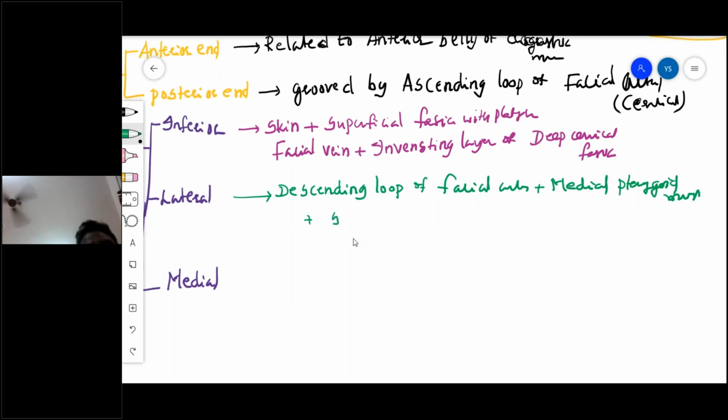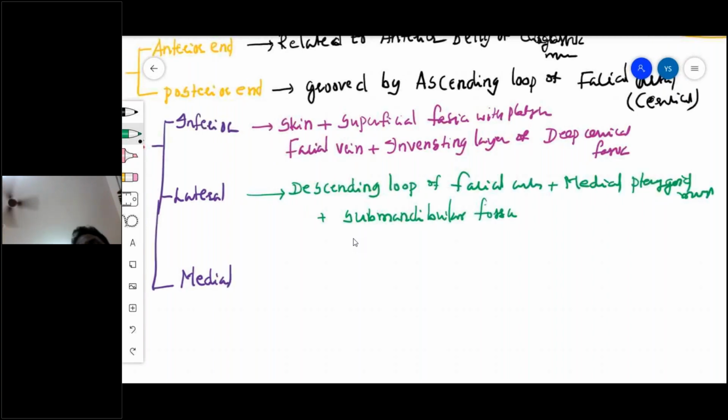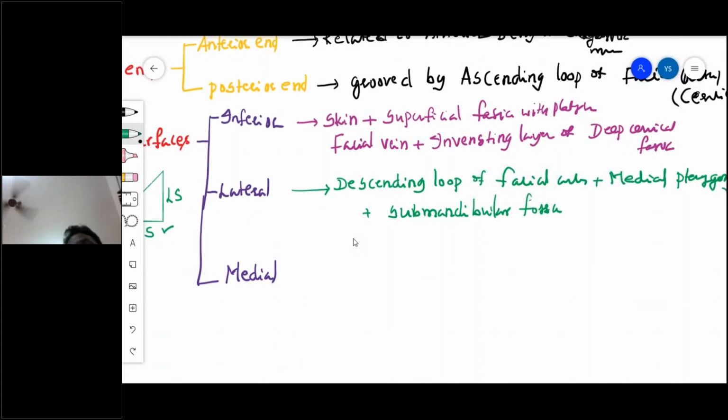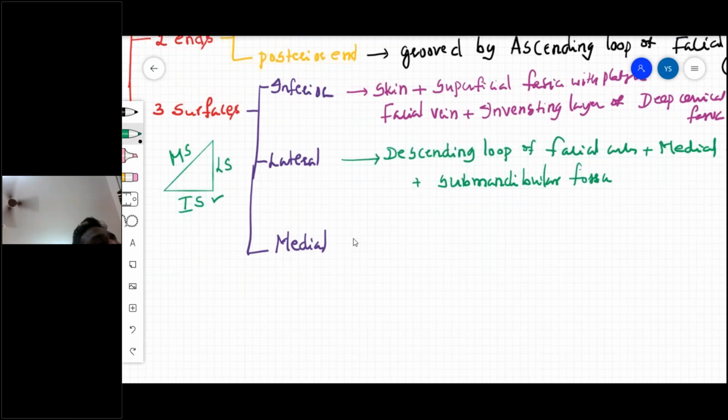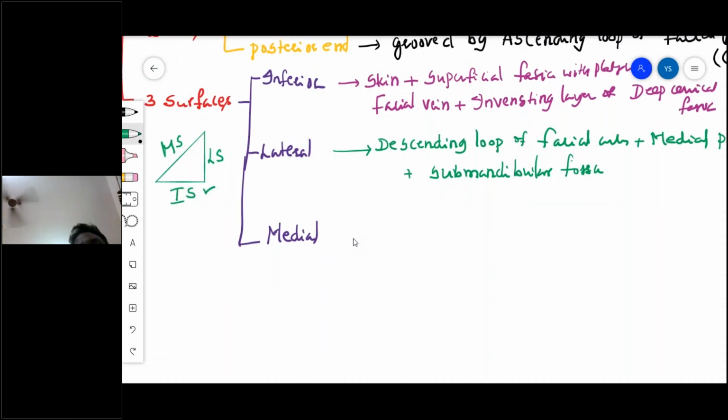Plus submandibular fossa. And the point we have to highlight is that between the submandibular fossa and the lateral surface of the gland, the facial artery loop is present. That point we have to highlight. Is it clear? Yes, sir.